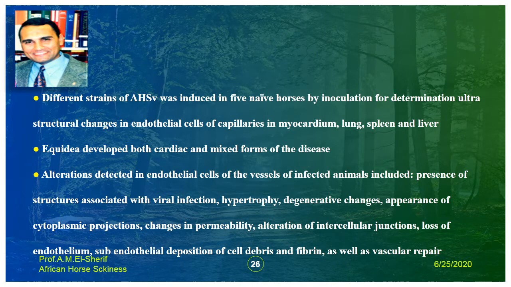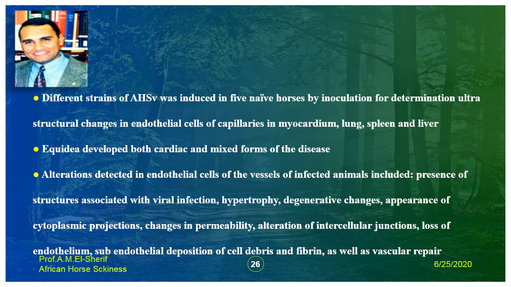Different strains of African horse sickness virus were inoculated into 5 naive horses for determination of the ultrastructural changes in the endothelial cells of capillaries in myocardium, lung, spleen, and liver. Equids developed both the cardiac and mixed forms of the disease.